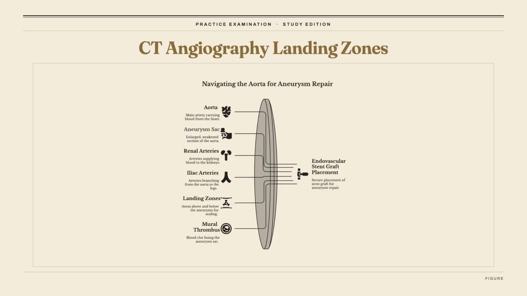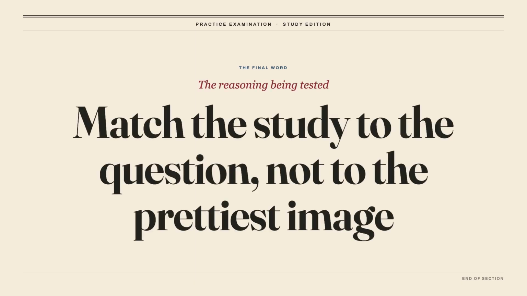CT angiography defines size, shape, and extent precisely and, critically, its relationship to the renal and iliac arteries. That relationship determines whether adequate landing zones exist for an endovascular stent graft, which is the single question deciding candidacy for the less invasive repair. CT angiography is more informative, and that is exactly why it's reserved for planning rather than monitoring. Reaching for it by default exposes patients to needless radiation and contrast risk, when ultrasound already answers the surveillance question just fine.